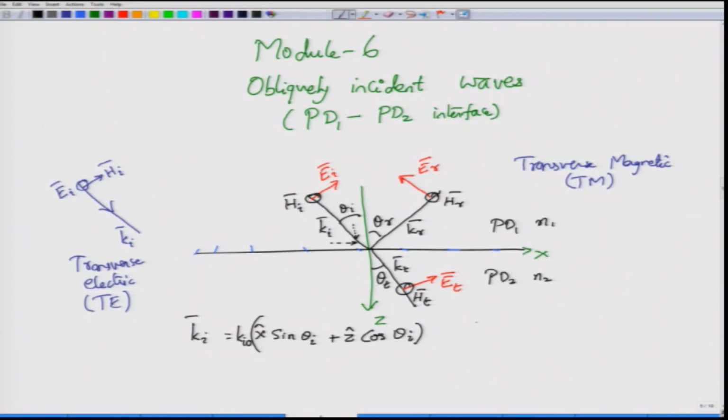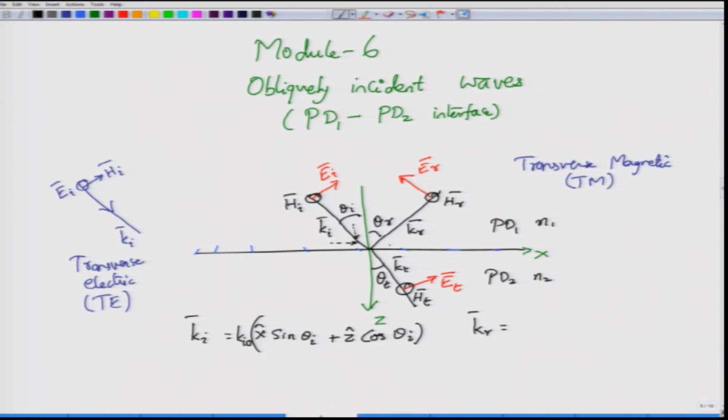Okay. How about the k_R vector? The k_R vector should move away from the interface. So, as it moves away from the interface, it must travel in the negative z direction. If it simply travels in the negative x direction, but goes in the same direction as the z, then it is not propagating in the, or this is not a reflected wave, right.